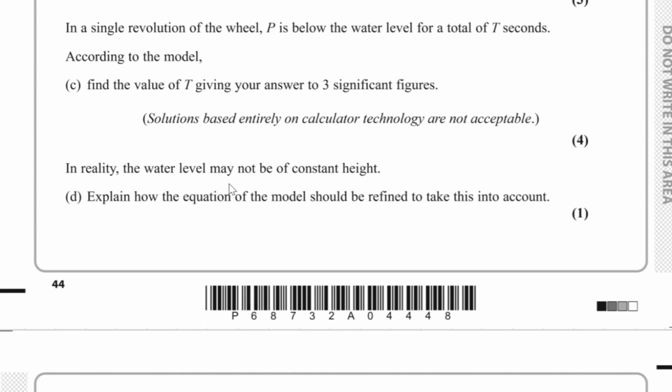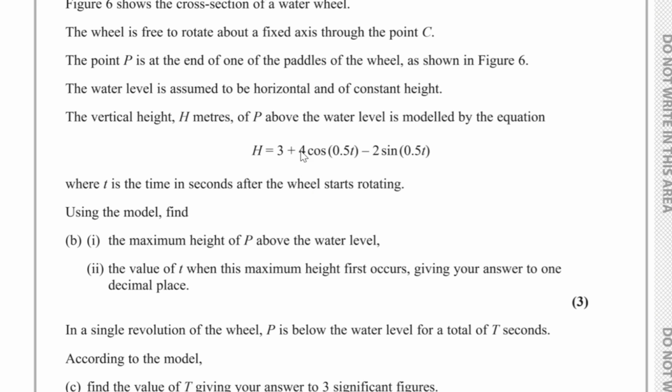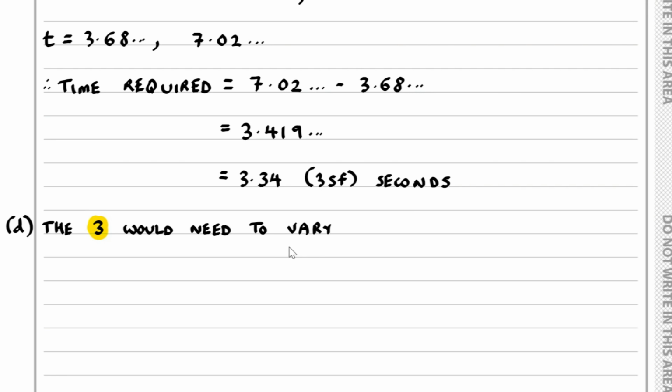Now for part D, in reality the water level may not be of constant height, and we have to explain how the equation of the model should be refined to take this into account. Well, of course, this 3 needs to vary. So the 3 would need to vary.